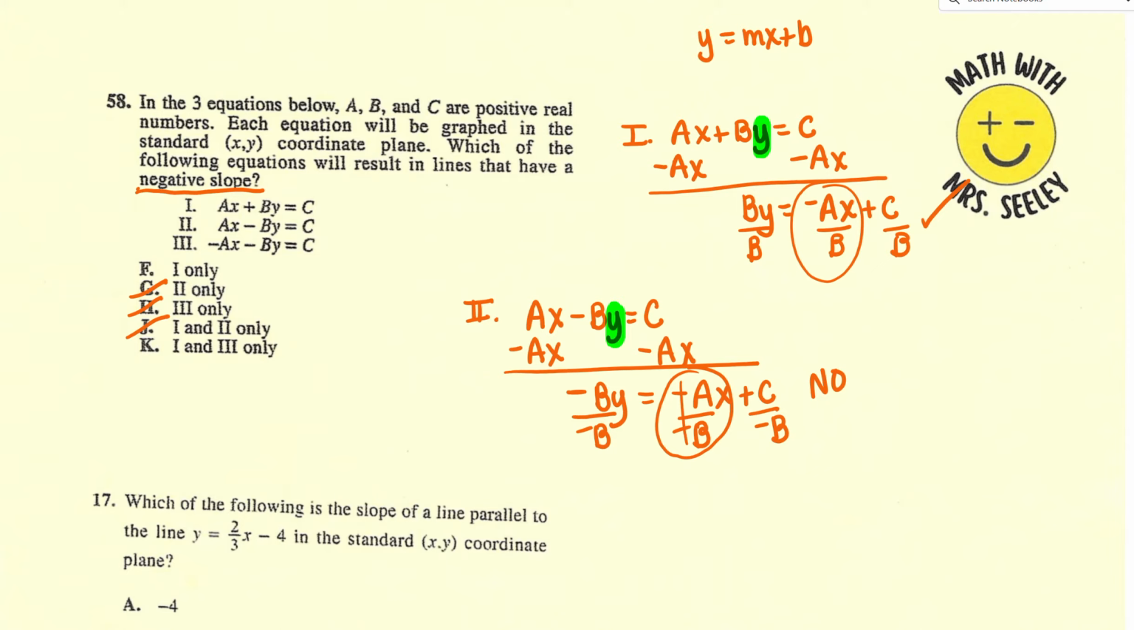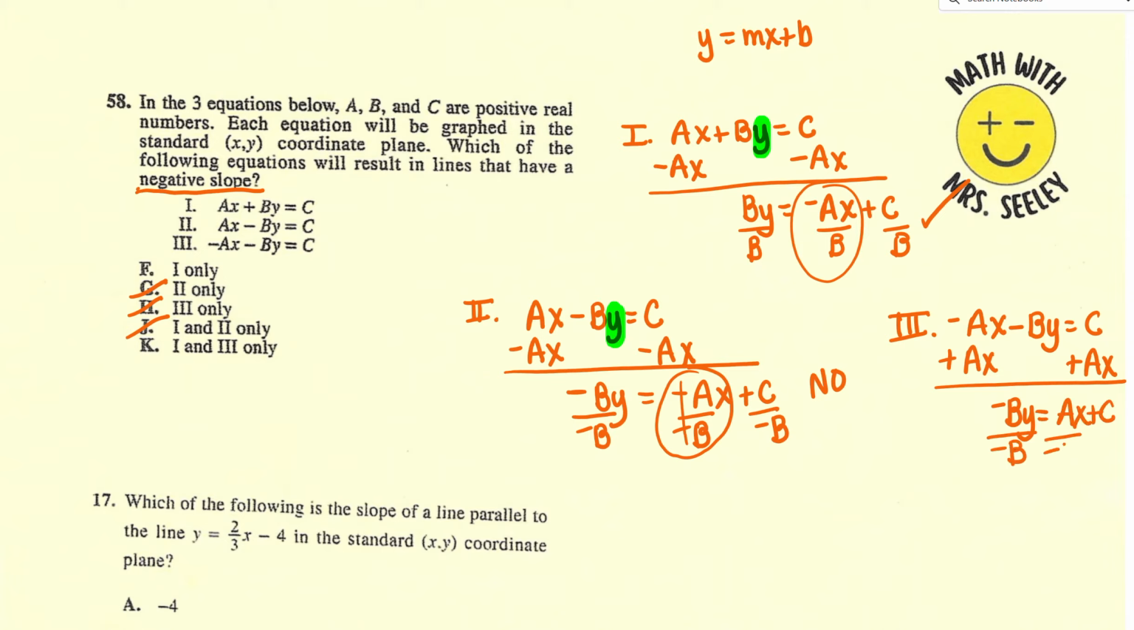All right, let's take a look at Roman numeral 3 and see what it has to do for us. It says negative ax minus by is equal to c. Add your x term over. So bring your face with your body. Negative by equals ax plus c. And sure enough, when you divide by that negative b, you're going to get a negative slope. So yes, for Roman numeral 3 as well. And the answer is K.